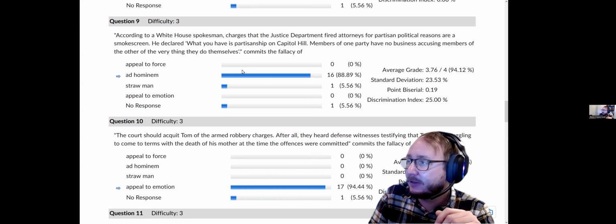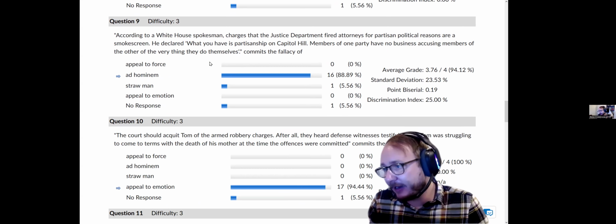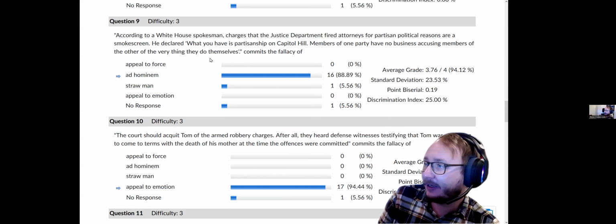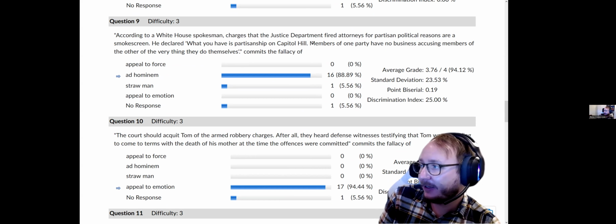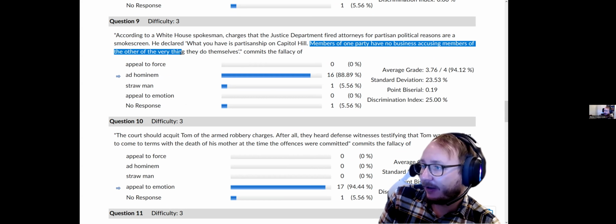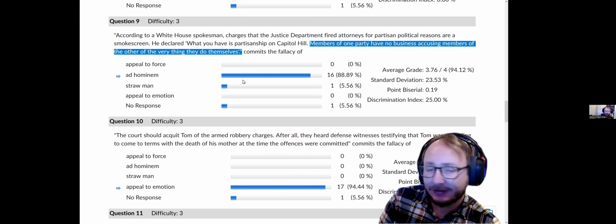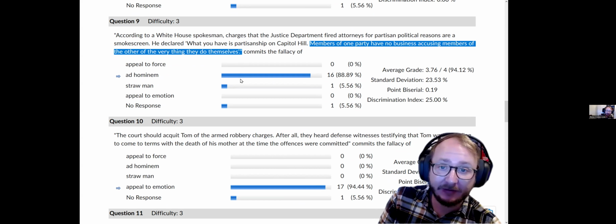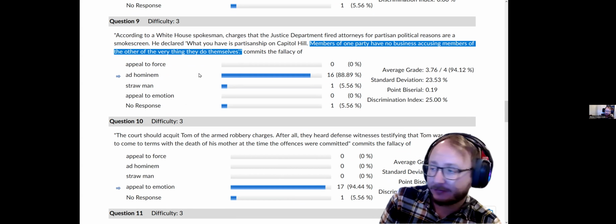Question 9, another ad hominem tu quoque once again. Here we have this person saying, members of one party have no business accusing members of the other of the very thing they do themselves. Well, maybe the other party is hypocritical about this, but that doesn't mean their criticism is wrong, right?